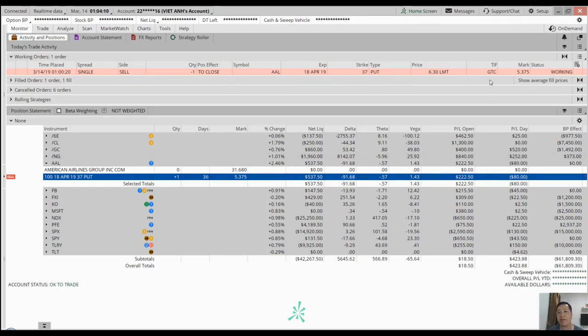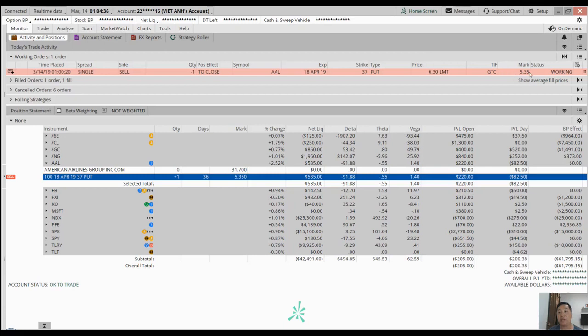So remember, I entered the trade with the GTC, good till cancellation, order and I placed $6.30. It never got filled. Even yesterday it was almost there, but now the stock price bounced back and the premium is reducing a little bit. So I say, okay, maybe I should not be too greedy. I just take early profit and close the trade completely. So that's what I'm going to do.